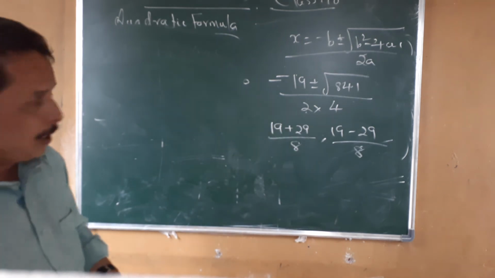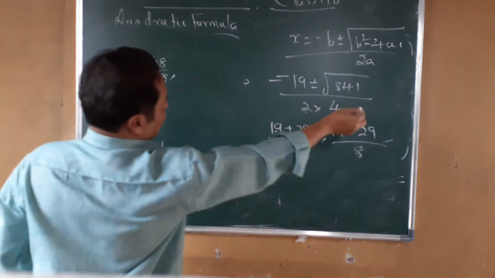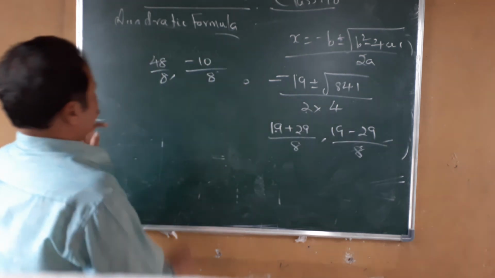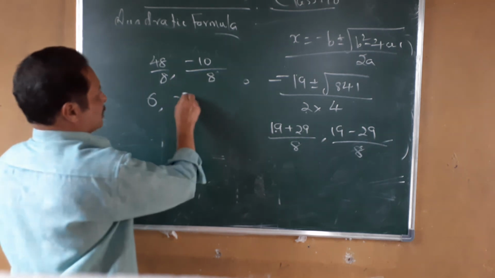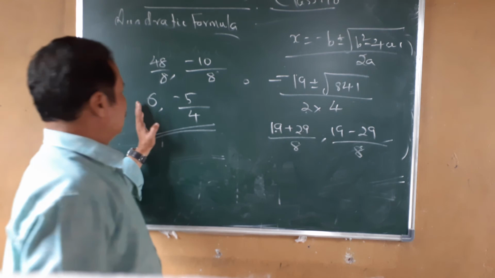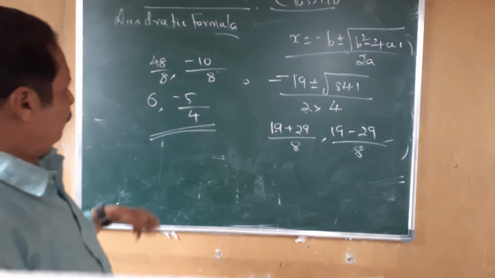Are you ready? Now add that, you get 48 divided by 8 and the other value minus 10 divided by 8. This value is exactly 6 and that cancels to minus 5 by 4. So the answer is, the numbers are 6 or minus 5 by 4.